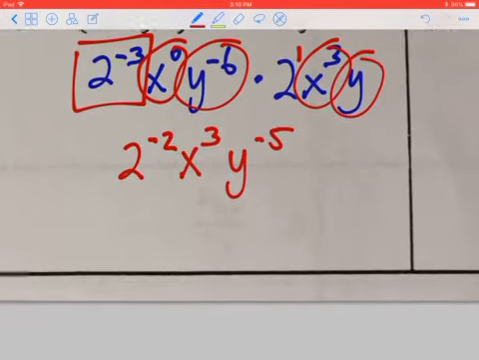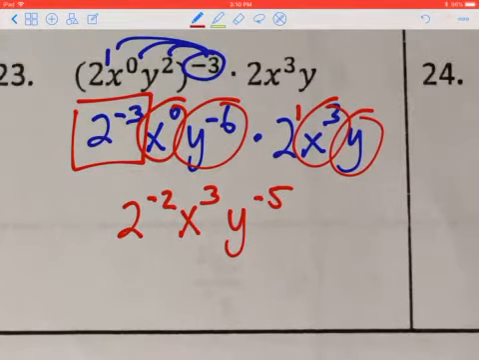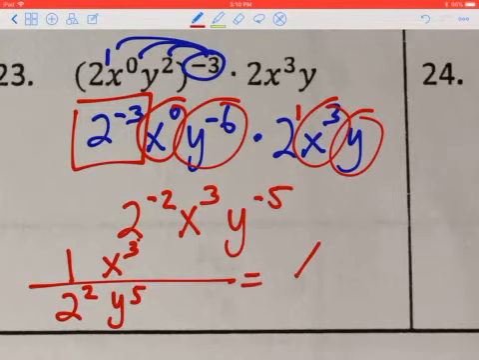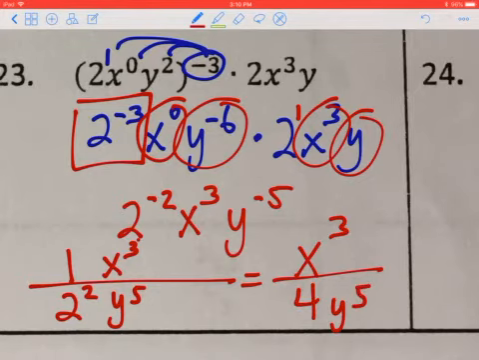And now we can take care of everything else. This is going to be below. So 1 over 2 squared. Oh, the x goes on top because it's positive. y goes at the bottom because it's negative. And then we finish it off with x to the third over 4y to the fifth. That's our final answer on number 23.